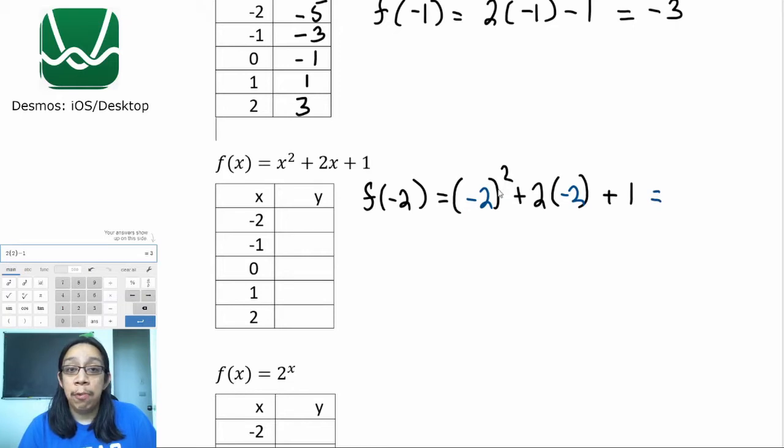So -2 squared, which is basically -2 times -2, is +4, plus 2 times -2 is -4, and then you bring down that +1. These two cancel because they're opposites, so that's just 0, and then +1 just gives you a final value of 1. So that means when x is equal to -2, y is equal to 1.